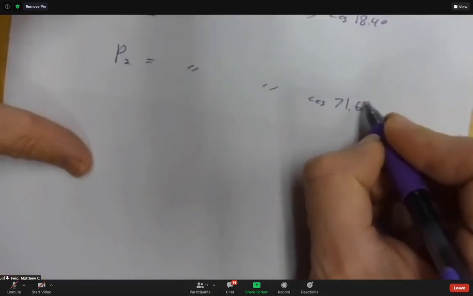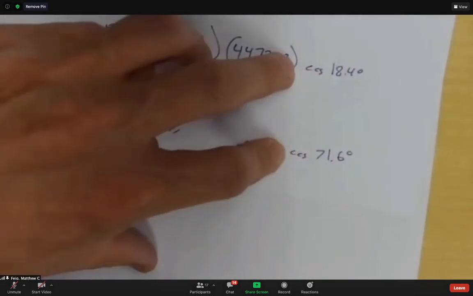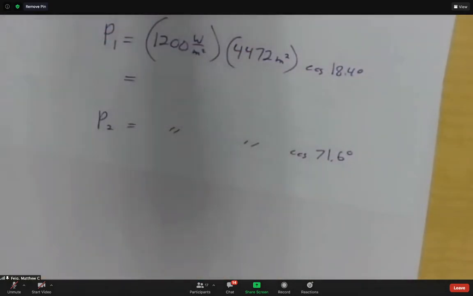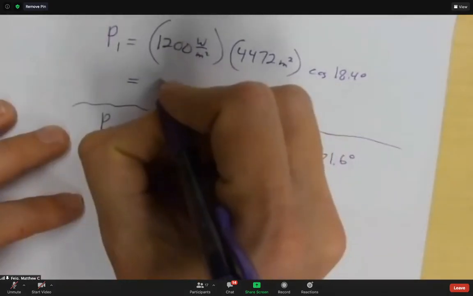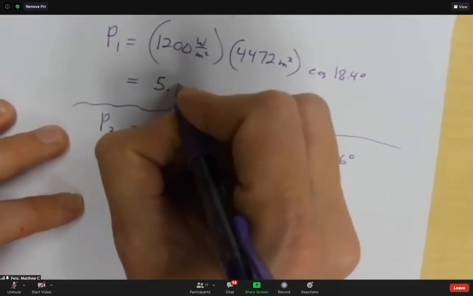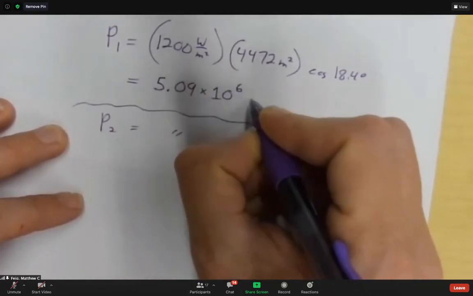And I think if you look at this, it's probably because it's 45 degrees, but these ended up being complementary angles. I think that's due to the 45 in there. It wouldn't necessarily have to be the case if it had been a different sunlight angle. 1200 times 4472 times cosine 18.4. I'll put this in: 5.09 times 10 to the 6th watts.